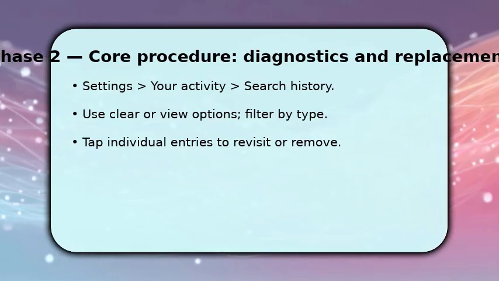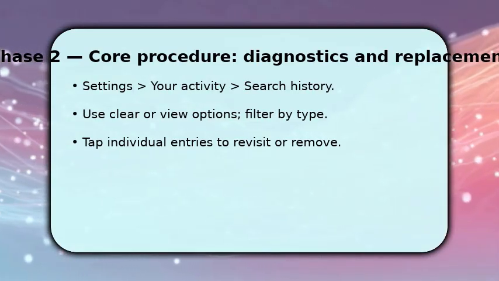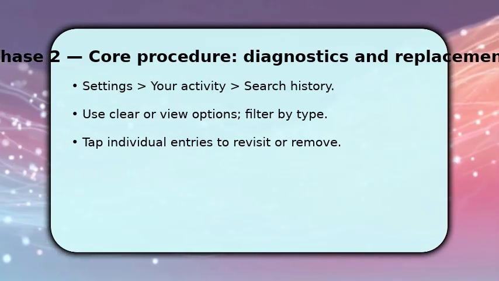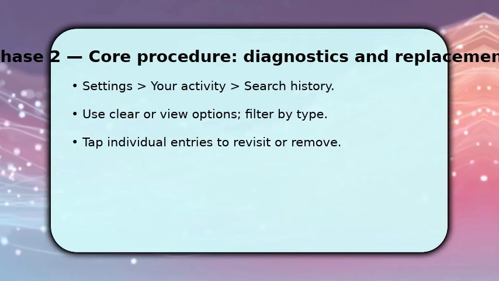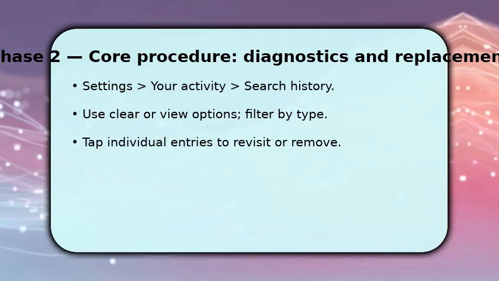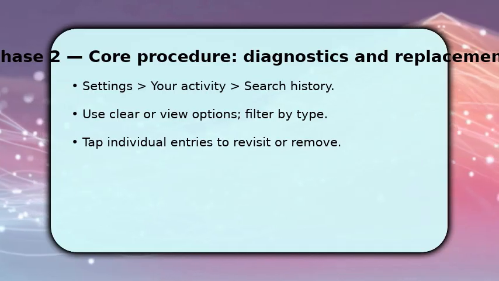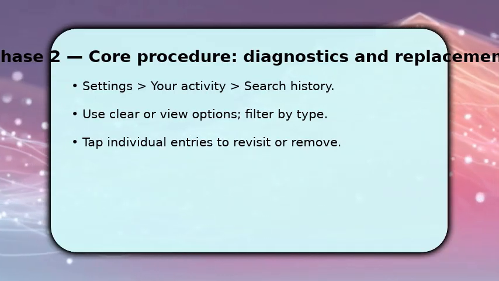Once in settings, go to your activity, then choose Search History. It lists recent queries. You can tap any entry to repeat the search, or press the clear option to remove one or all items. Use filters if available to narrow to keywords or accounts.